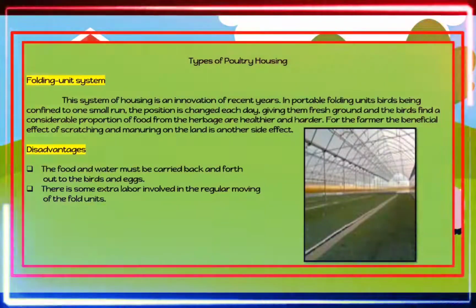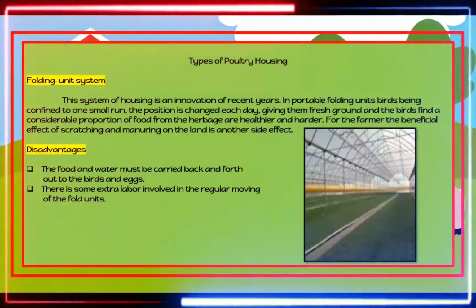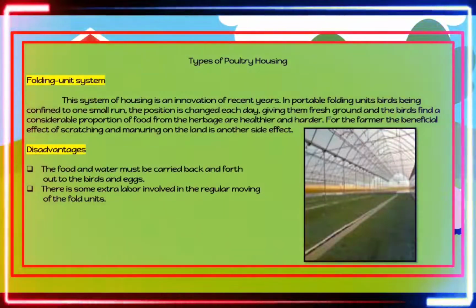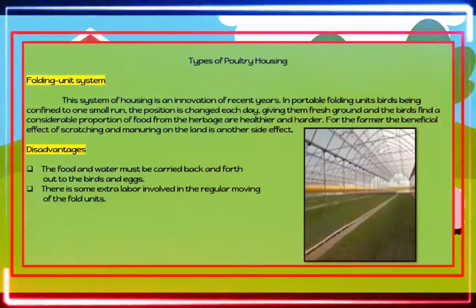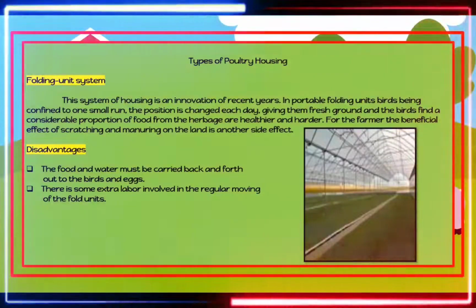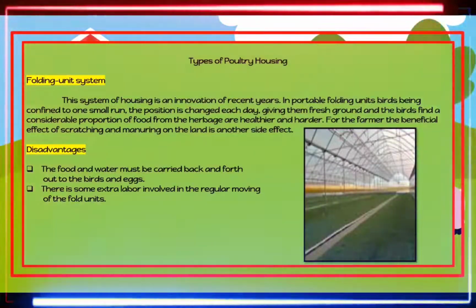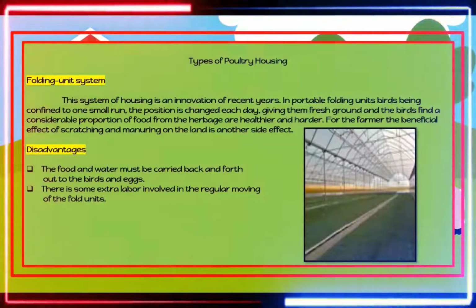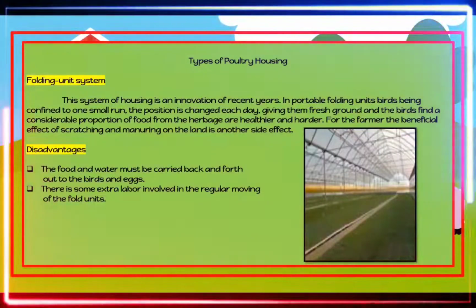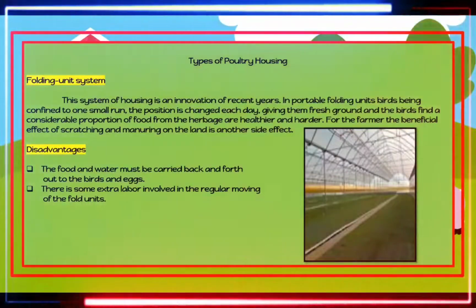The part nearest the house is covered in and the remaining 10 inches open with wire netting sides and top. Disadvantages of the folding unit system: 1. The food and water must be carried back and forth out to the birds and eggs. 2. There is some extra labor involved in the regular moving of the fold units.